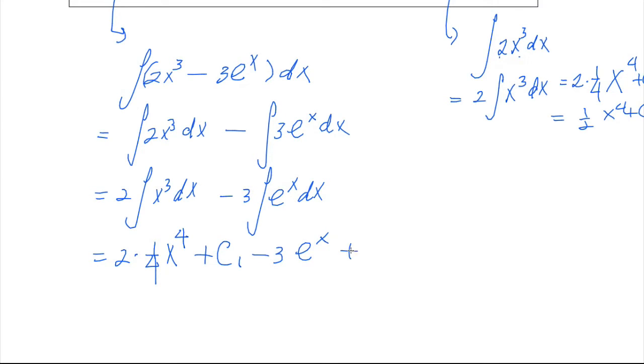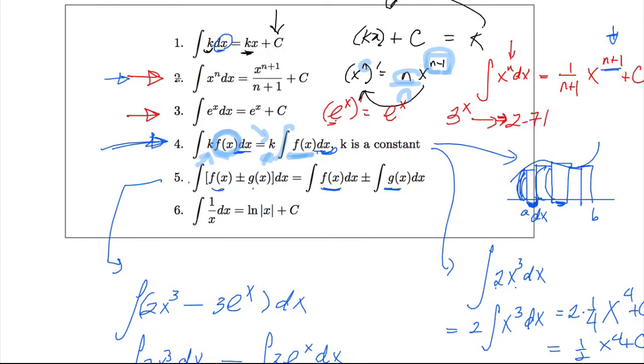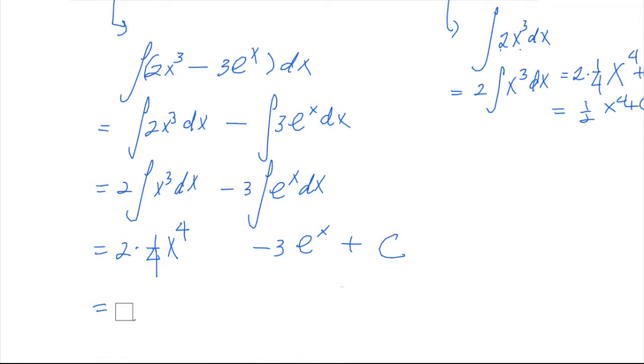Do you see? I'm going to get two constants, c1 and c2. But usually we don't write it like this. If you combine the two constants, you get another constant. So it's okay to write just one constant at the end like that. That's it. We just used properties 5, 4, 3, and 2 at the same time.